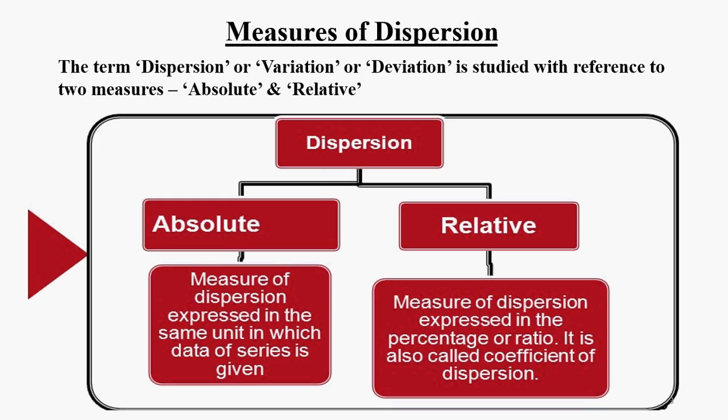So which one is absolute, which one is relative? It is very clear. Here it is expressed in the same unit as the data of the series, right? Whereas in relative, it is expressed in percentage or ratio. And it is also called coefficient of dispersion. So I hope how measures of dispersion are segregated, and the points connected with absolute and relative, is clear to understand.